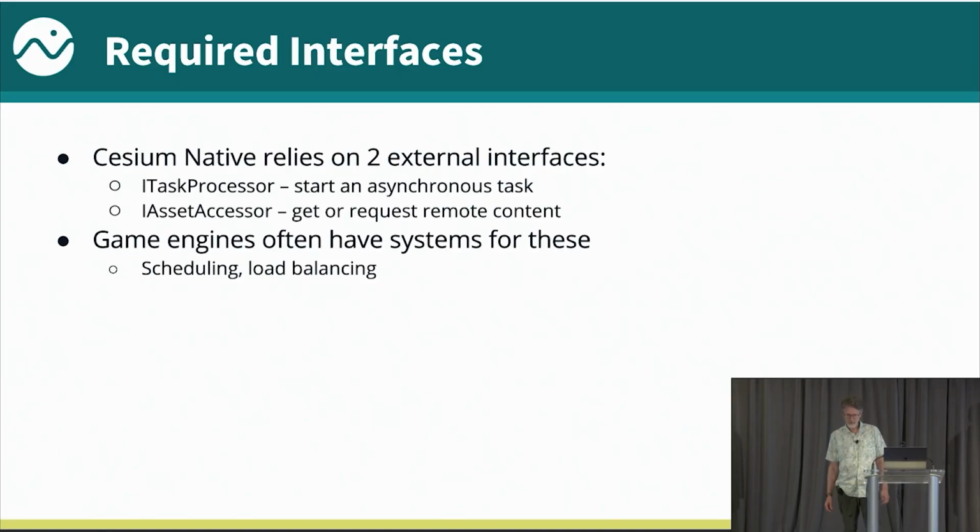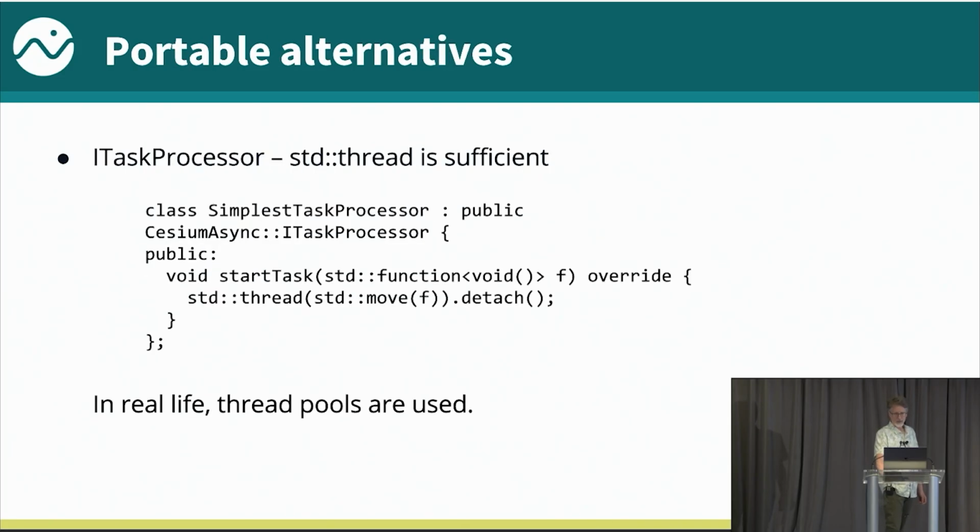And game engines or whatever usually have good support for doing these things well. But if you don't want to do that, you're starting from scratch, well, here is perhaps the simplest task processor to start a task. I took this code out of test code in Cesium Native. It would work fine. It might not be the most efficient, but hey, it will work. In real life, you'd want thread pools. You wouldn't want to just start up a thread for every single thing, but this would do.